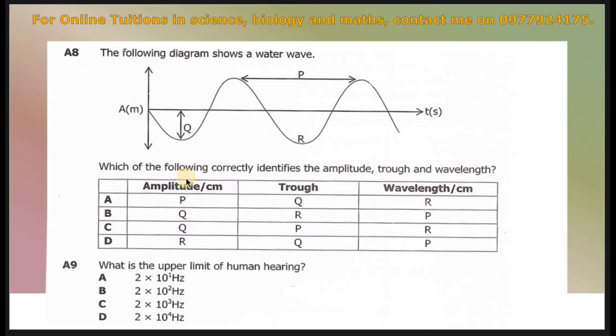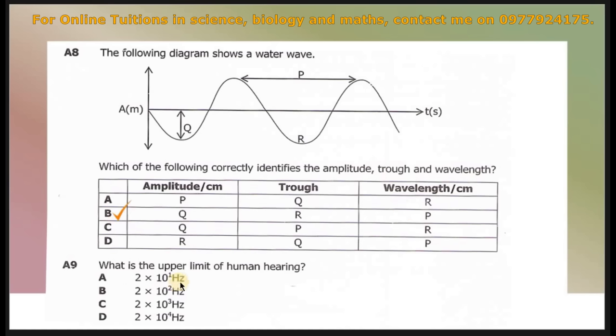So now we choose which one. Amplitude, Q, these two here. Then trough, error here. Nothing has error, yeah. Then wavelength, P here. So our answer is B here.